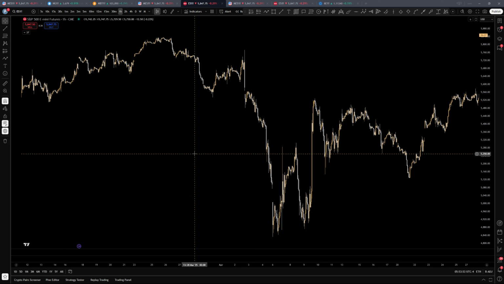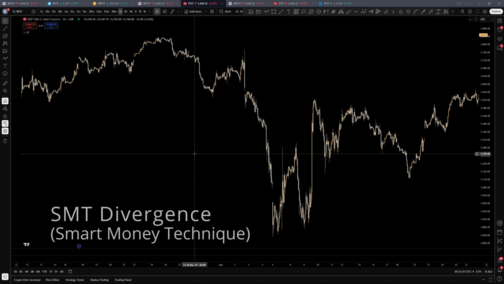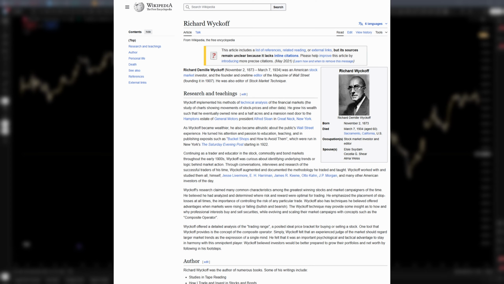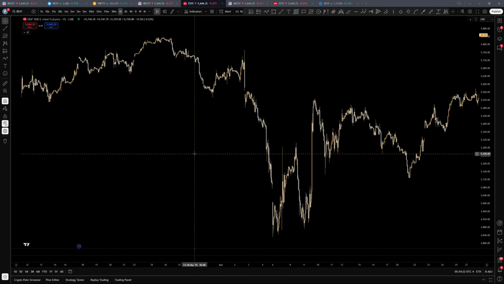So we're going to focus on a specific type of divergence that you'll often hear referred to as SMT divergence, which stands for smart money technique. This is the name given to it recently by ICT, or the Inner Circle Trader. But like many trading concepts, it's been around for much longer than ICT has. The earliest example of this concept that I'm aware of is Richard Wyckoff's comparative strength analysis, if you want to look that up. But who knows if he was even the first to use it?